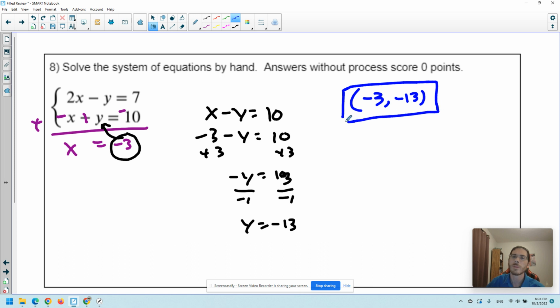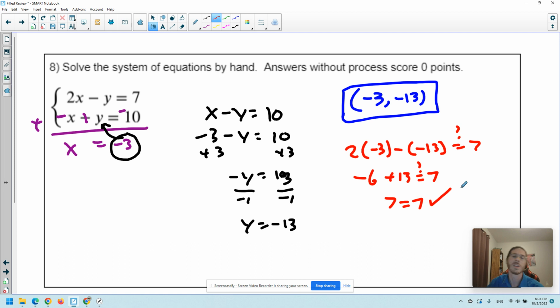And there we go. If I want to double check it, the best way is to see if this actually works out. So 2 times -3 minus -13, is that actually equal to 7? -6 plus 13, is that actually equal to 7? Yep, 7 actually is 7. So that point does work out. Again, you can double check your answer with a graph. You can graphically solve it to double check. But to get points for this one, you gotta do it by hand.